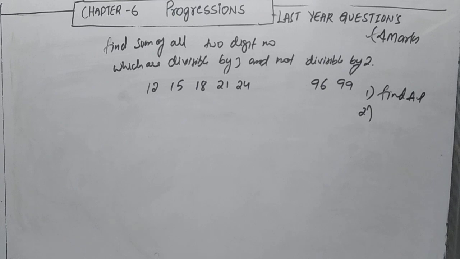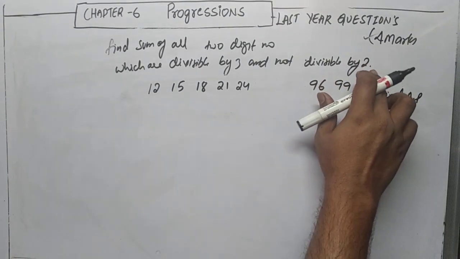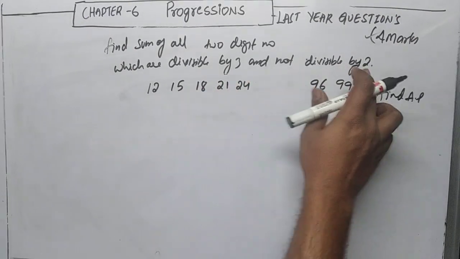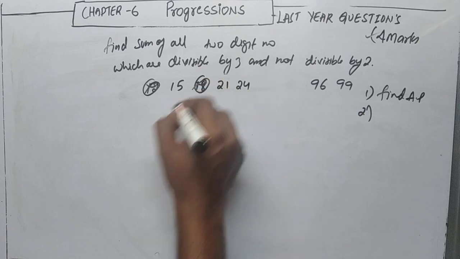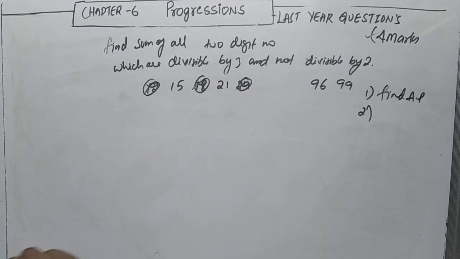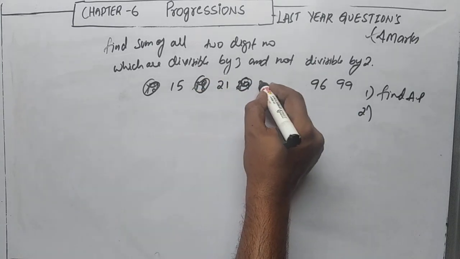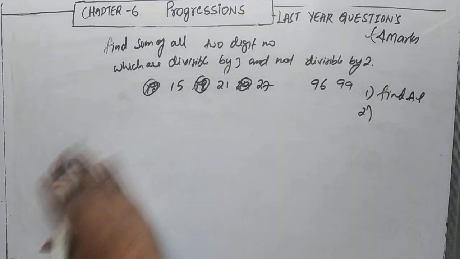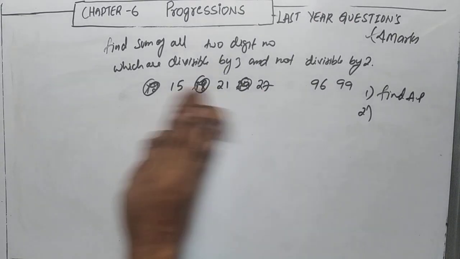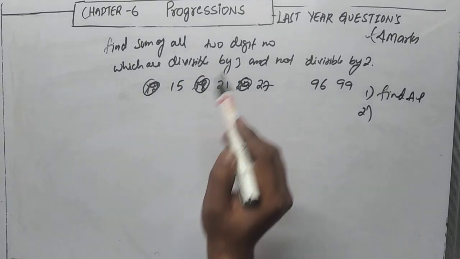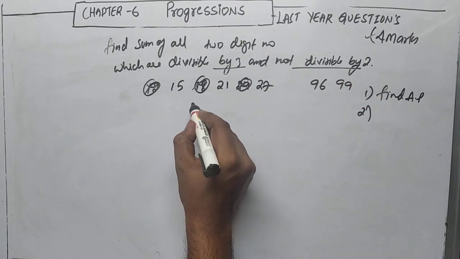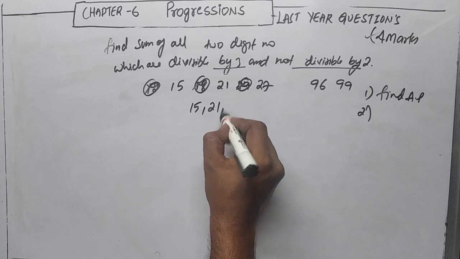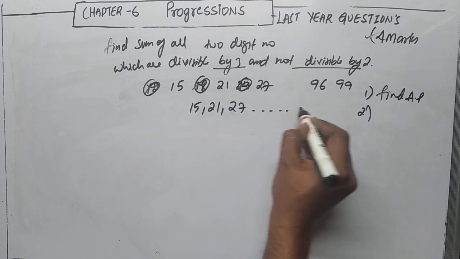Now we have to remove the numbers which are divisible by 2. So 12 is divisible, 18 is divisible, 24 is divisible. We take the next number: after 24 we have 27. So now we get a sequence of two digit numbers which are divisible by 3 and not by 2: 15, 21, 27, and so on up to 99.